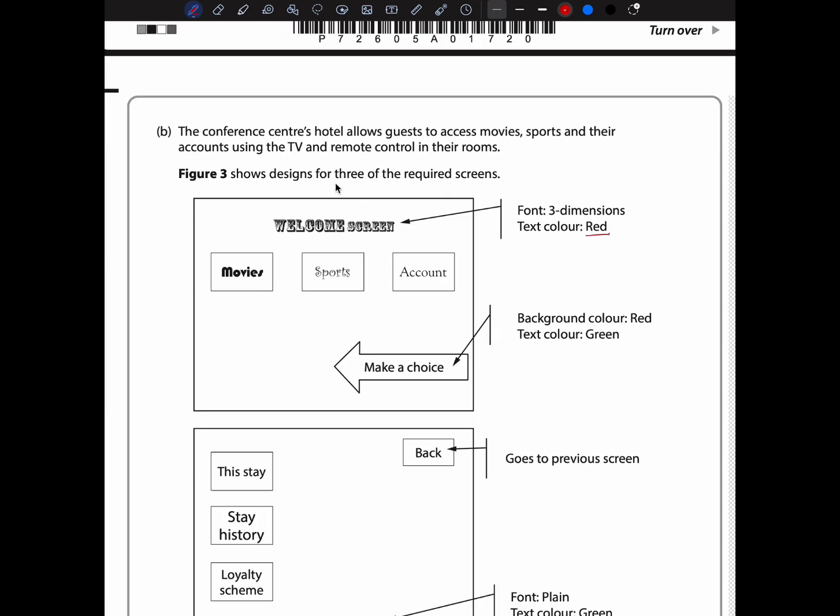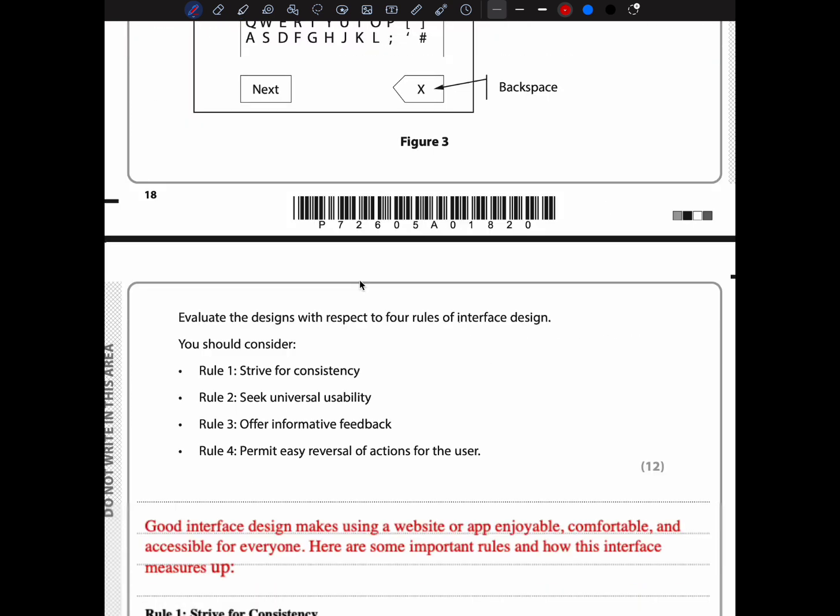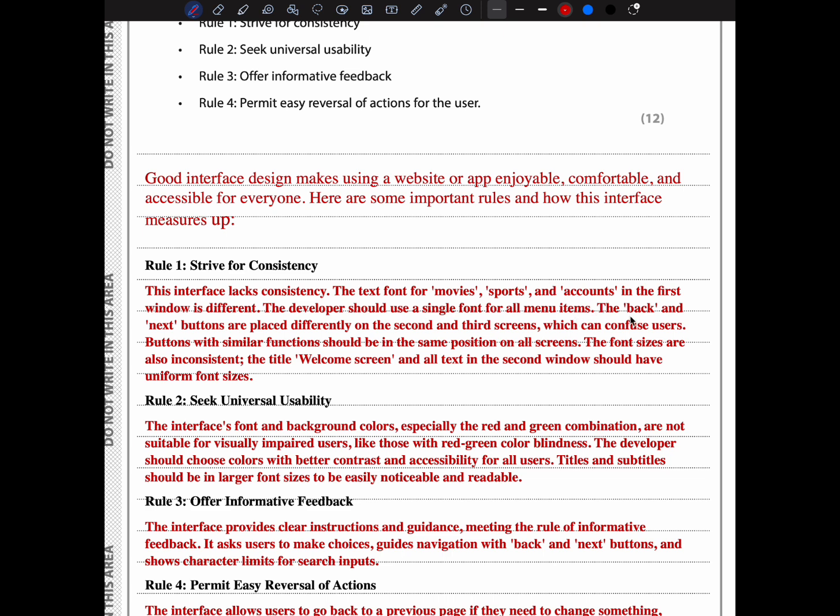So sports, account and movie, if you notice carefully, you can see that these, actually this one is also different. These four are using different types of text, so it doesn't look good. Then they're saying that the developer should use a single font for all menu items, right? So it will be better to use a single font for all types of menu items.